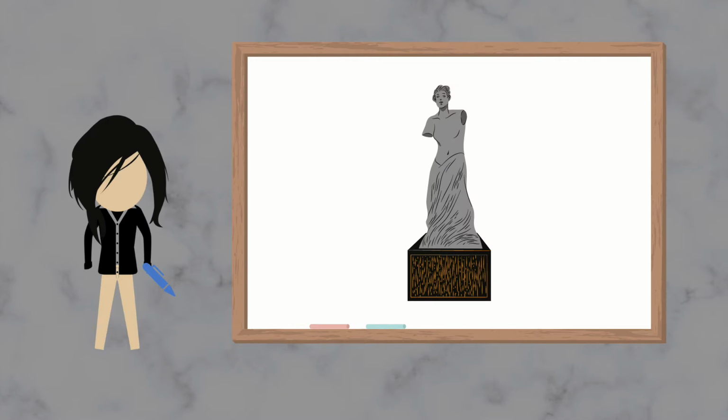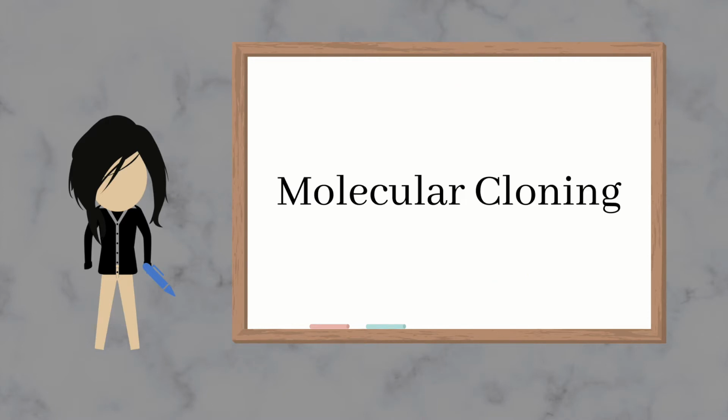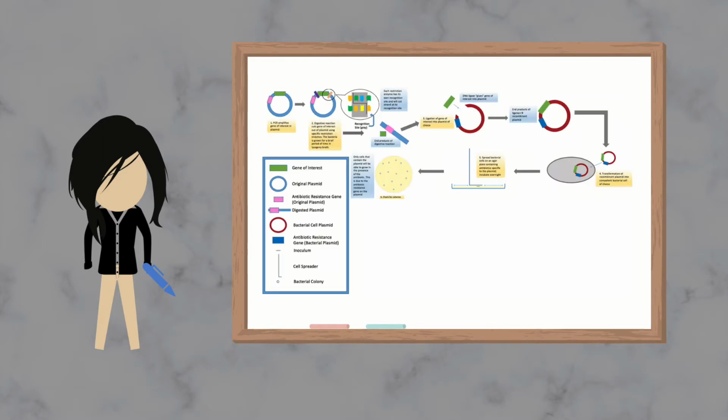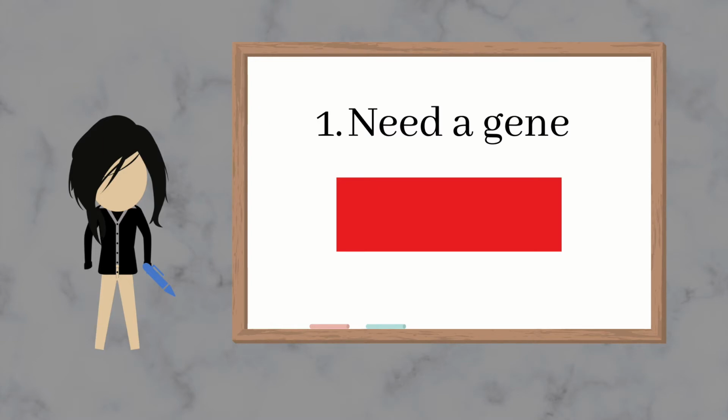First, the technique. We're going to go over the technique. The technique is called molecular cloning, and it's the process of assembling recombinant DNA, inserting it into the host organism, and having the host organism replicating and using the DNA. First thing to do is choose a gene you want to insert into the bacteria.